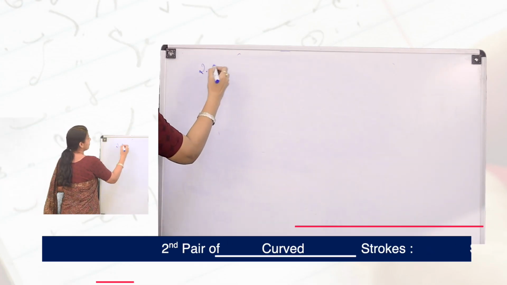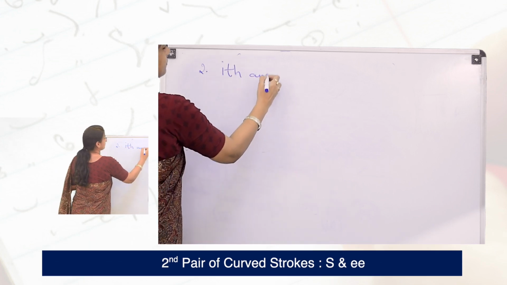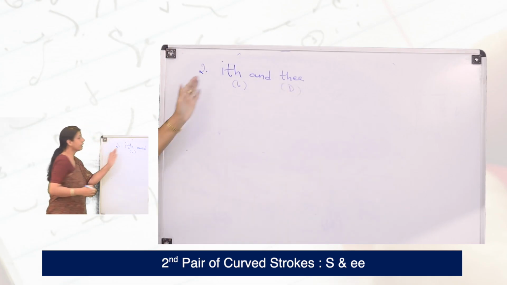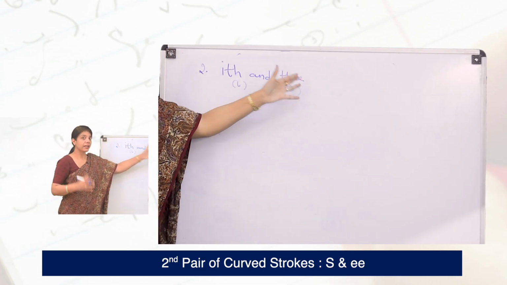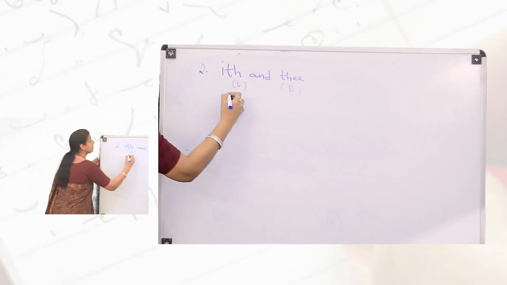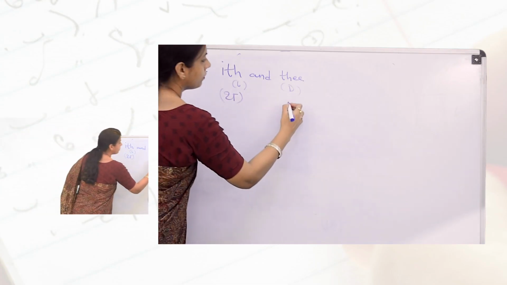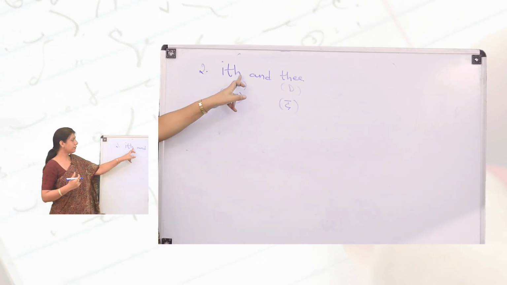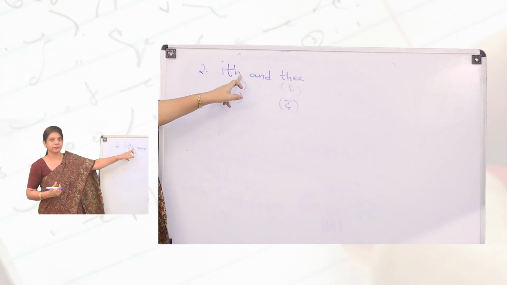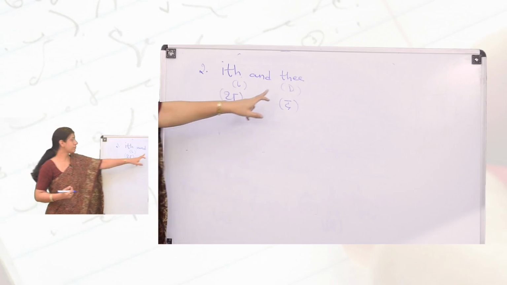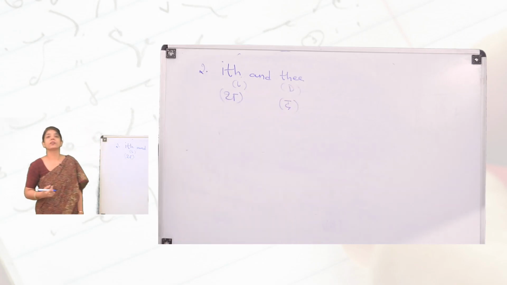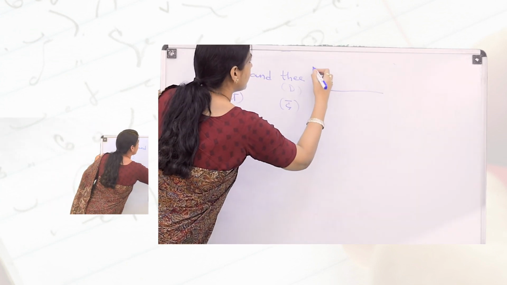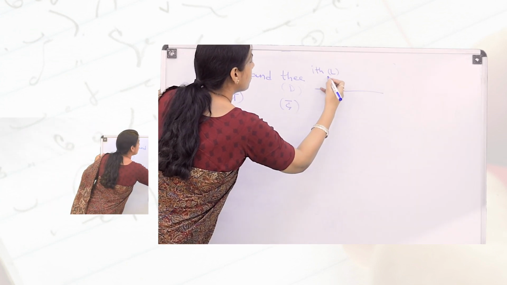Now the second pair. Ith and the. Now what are these sounds basically? Ith is used for the th sound and the is used for the sound. Ith is pronounced lightly, so it will be written with a light consonant. The is pronounced heavily, so it is going to be written with a dark touch. Now since they are forming pairs, the outline will be the same.